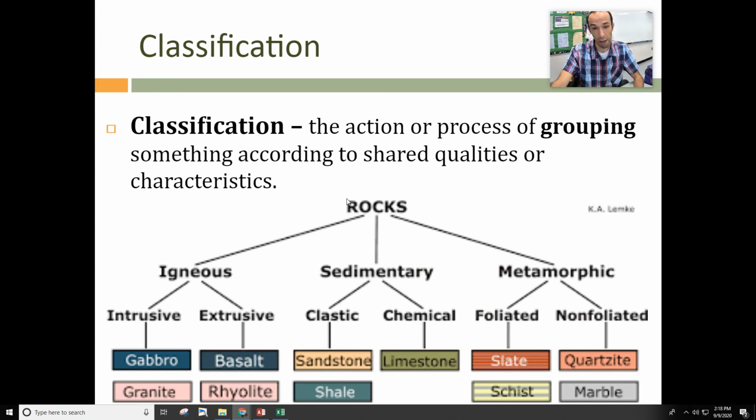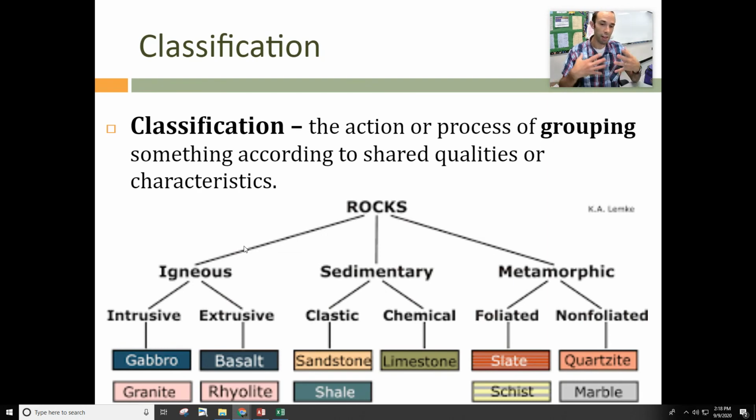For example, in earth science, we group rocks into 3 different categories: igneous, sedimentary, and metamorphic. Then we break them into further categories after that, and we'll talk about that later on in the year. How are they classified? According to the qualities that they share, but also in this case, rocks are classified by how they are formed. We'll talk about that a little bit later on in the year.